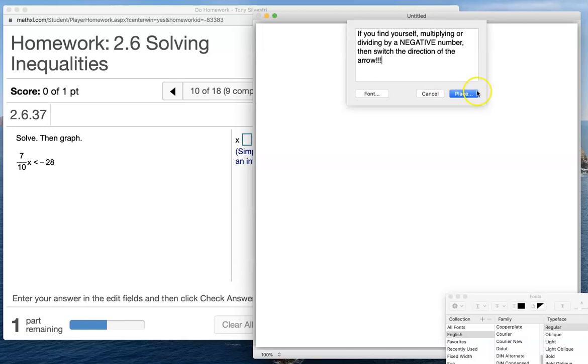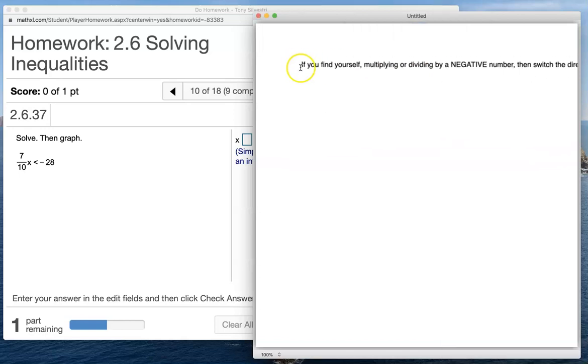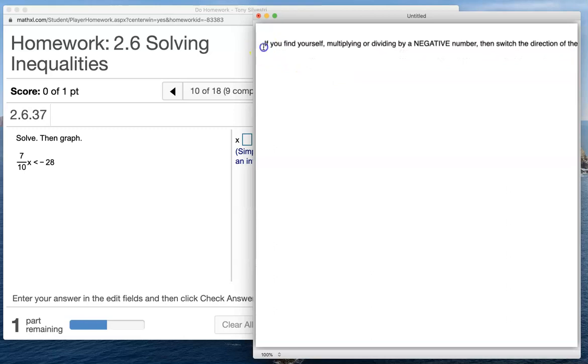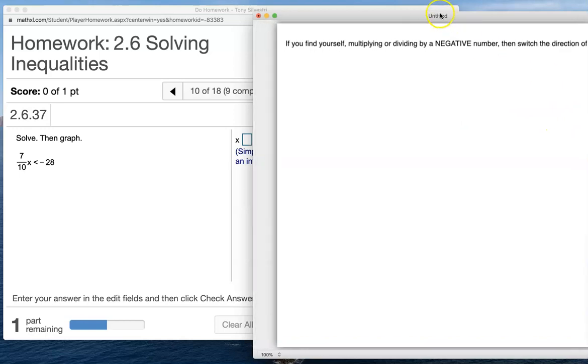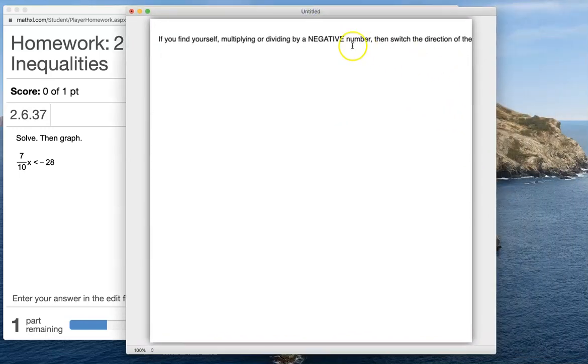Okay, place it. Oh, of course, it's too big. Okay, so I guess we'll have to put a little bit more space here. Okay, put this over here.